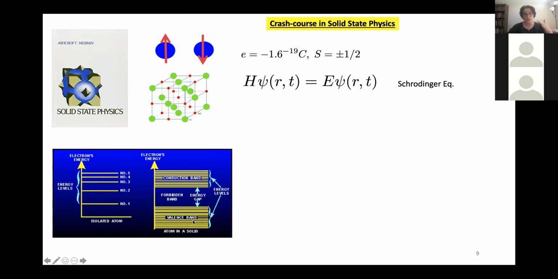So we know that, for example, they form a valence band. The valence band is fully occupied with electrons. Then there is a conduction band, and based on the structure of these energy bands, we can distinguish the materials as a metal, semiconductor, or insulator.